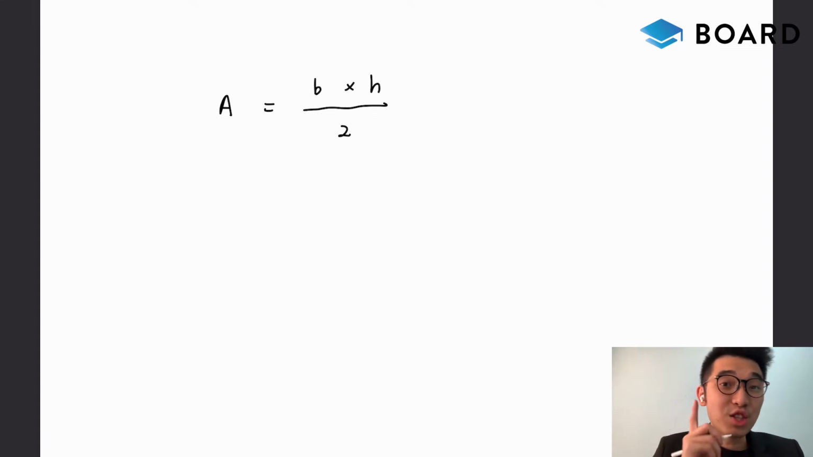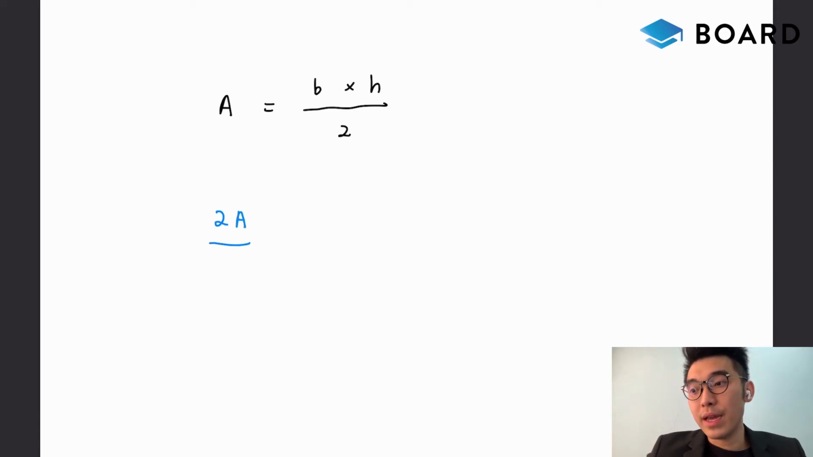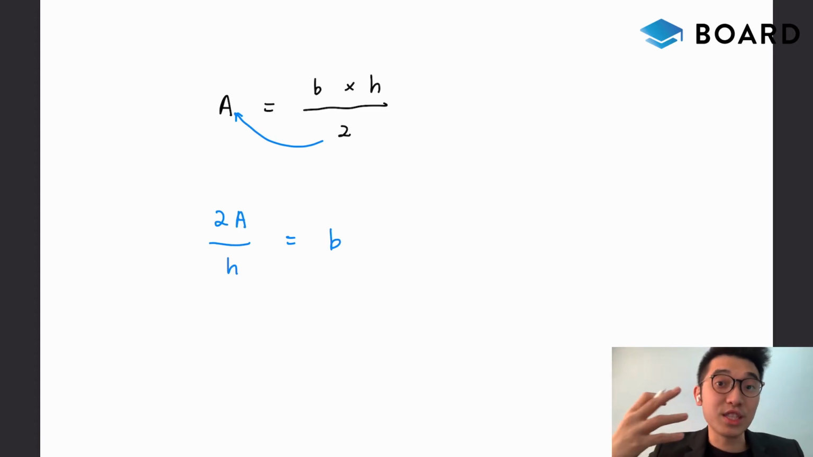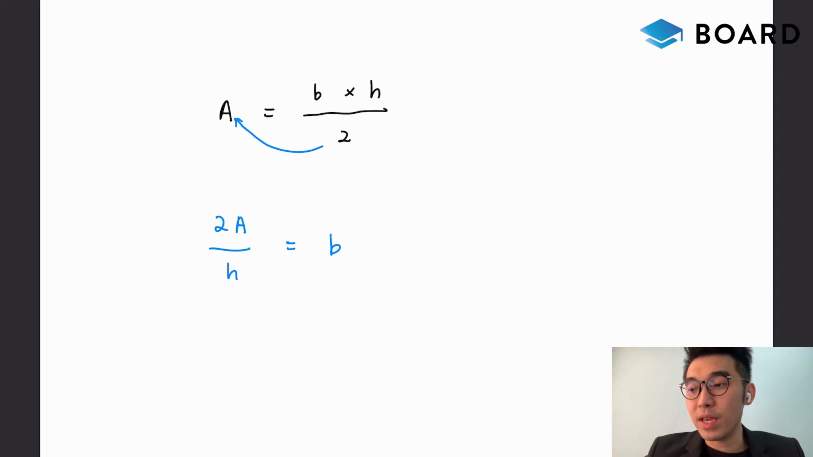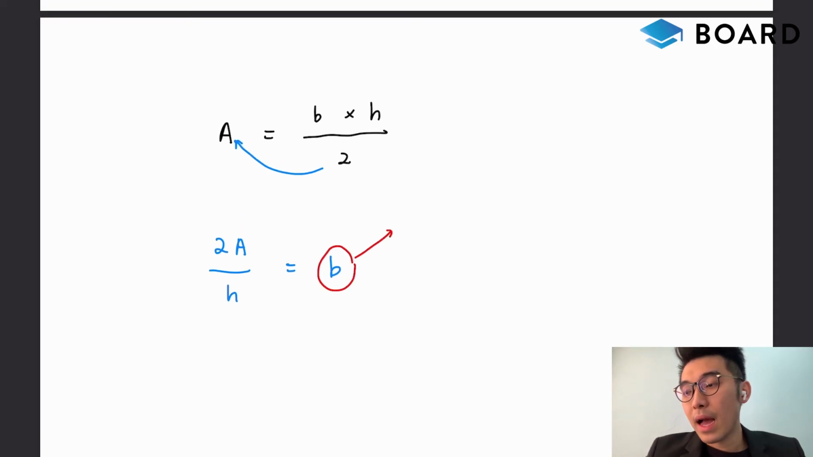So the idea is to make B the subject. In this case, I believe that's 2A over H equals B, right? If you just move this 2 to the other side, you multiply it, and then you move the H, you divide it. So you end up getting 2A over H. That is B. So you need this to be an upper bound.